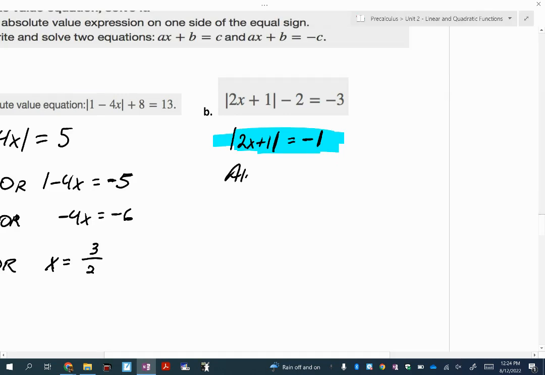These will always be positive numbers. Will that ever equal a negative 1? And the answer is no. You'll never be able to plug in a number that when you take the absolute value of it at the end will ever give you a negative. So there are no real numbers, so no solutions that would work for this one. Save yourself some time.